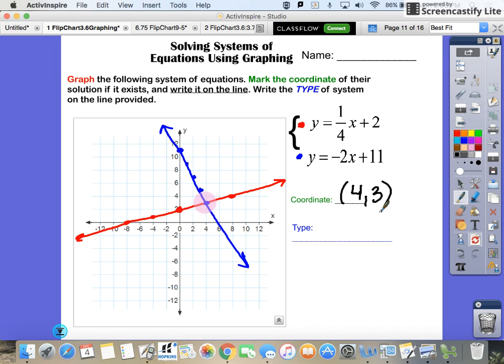That's the solution. Now, when they cross once like this, when they make one intersecting coordinate, this is called a consistent independent system. They're consistent independent. If it crosses once, that's what it's called.